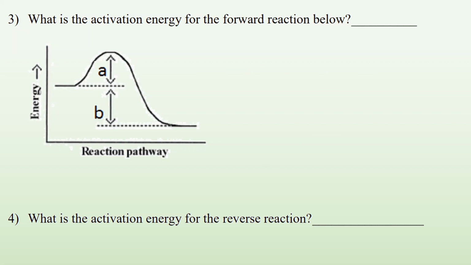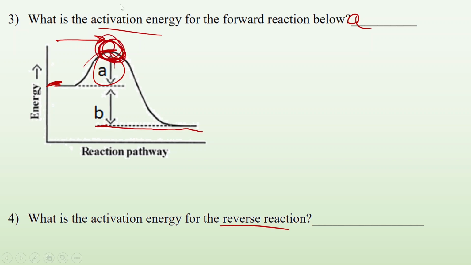All right, number three, what is the activation energy for the forward reaction? So we're saying, going left to right, that's the forward reaction. What is the activation energy? It's from where you started to the very peak. So A is going to be your activation energy for the forward reaction. What is the activation energy for the reverse reaction? Well, for the reverse reaction we're starting down here, and we still have to go to the very top, to the peak. So let's see, what would that be? It would have to actually be A plus B.